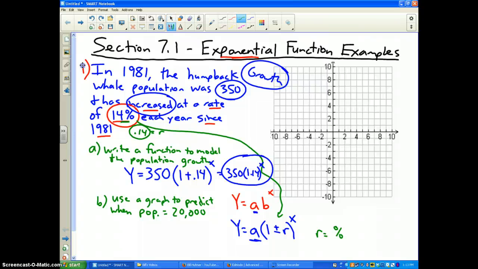Now we're going to use it to make some predictions. It says in letter B, use the graph to predict when the population will be over 20,000. All right, so I'm going to do a little bit of erasing here. I'm going to erase that growth. We understand it's a growth problem. I'm going to make a t-table here. X, Y. All right, X is my time period. So year 0 is 1981. And it says in year 0, our population was about 350.